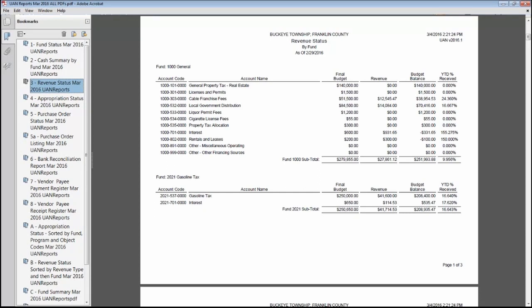Now, for the cable franchise fees account code, 1,303,0000, I budgeted $51,500. I've actually receipted $12,545.47, which my year-to-date received is almost a quarter for that year already. So we can look at the amount budgeted, the amount received, as well as the budget balance available as anticipated for the rest of the year.